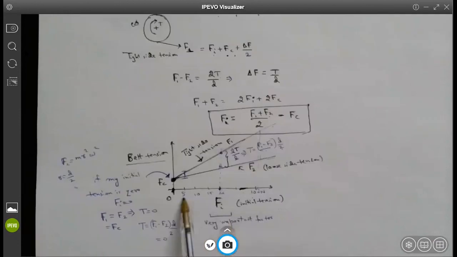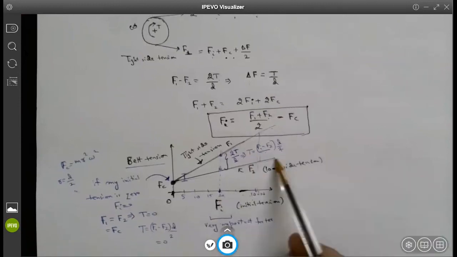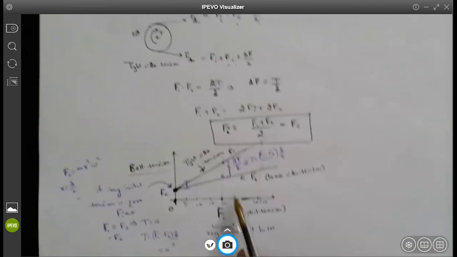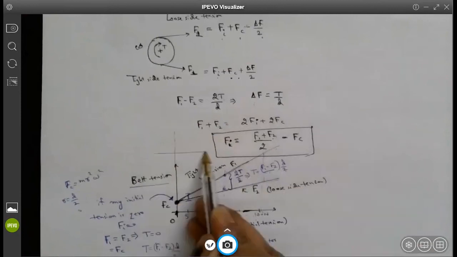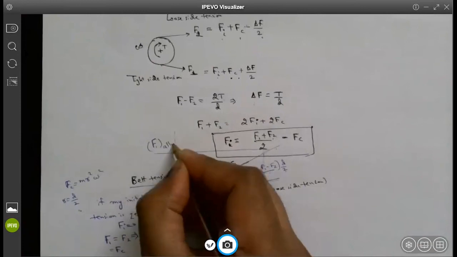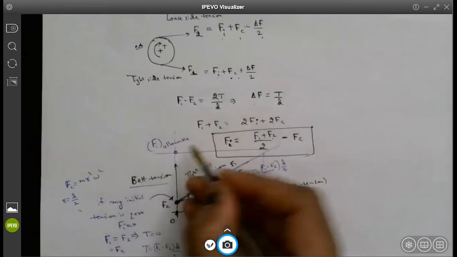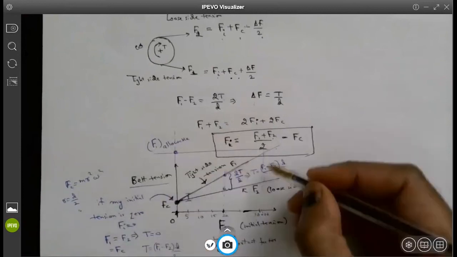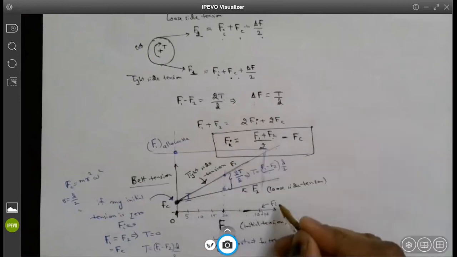If you keep on increasing the initial tension, the torque transmitting capacity keeps on increasing. But there is a limit. You cannot just keep doing that. It depends on the belt material. The manufacturer specifies a maximum value for a given belt material. So you can only apply this much maximum initial tension, because if you go beyond that, the belt will snap.